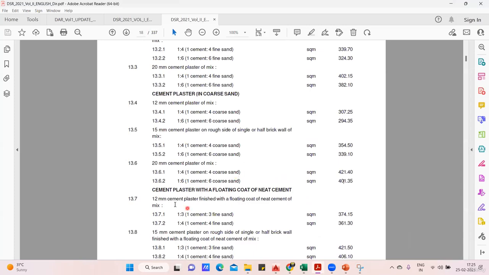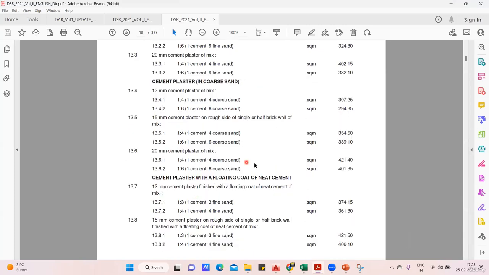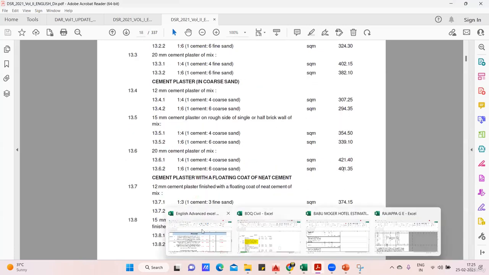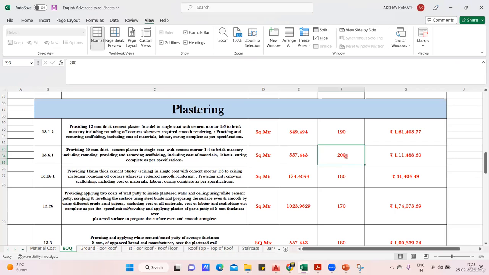But according to this DSR rate, if you want, I'll take the DSR rate now. So DSR rate is how much? 20 mm, it is 421. So I'll input 421 for the time being. I'll write 421. According to that, I require 2,34,000 as cost. Now I'll find out the quantity.